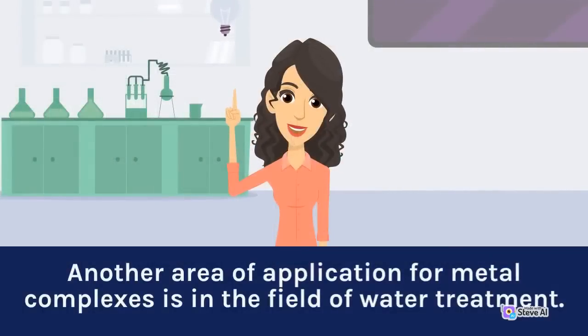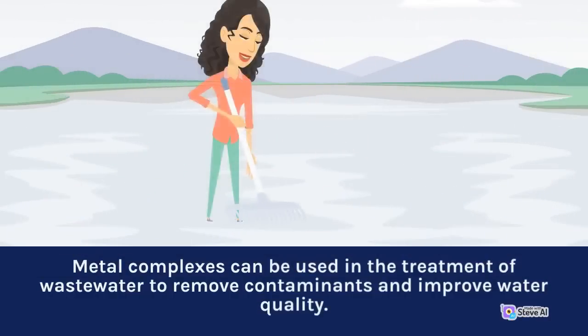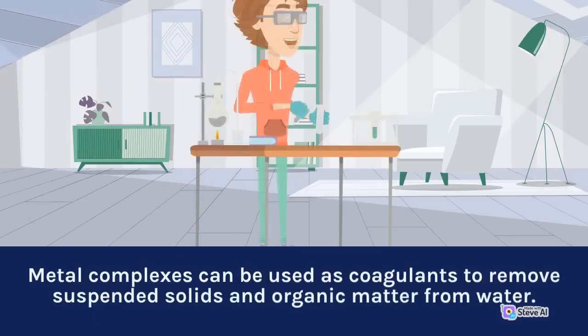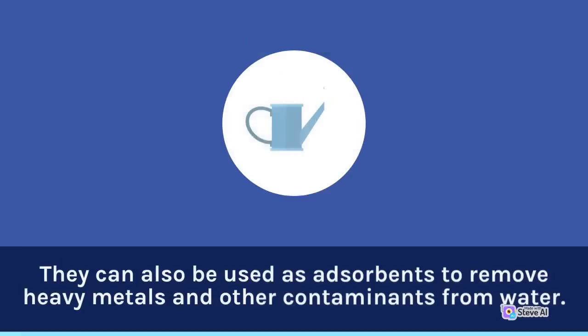Another area of application for metal complexes is in the field of water treatment. Metal complexes can be used in the treatment of wastewater to remove contaminants and improve water quality. Metal complexes can be used as coagulants to remove suspended solids and organic matter from water. They can also be used as adsorbents to remove heavy metals and other contaminants from water.